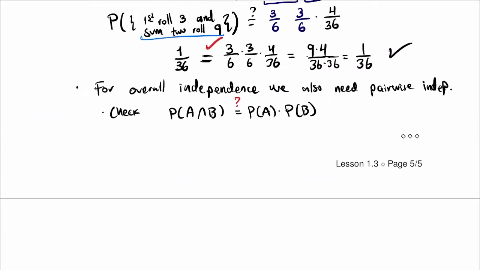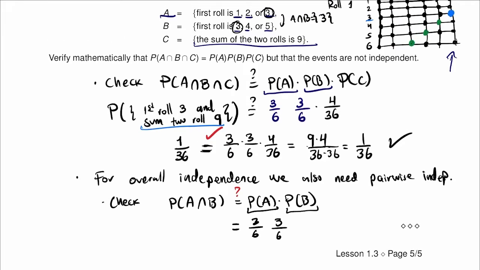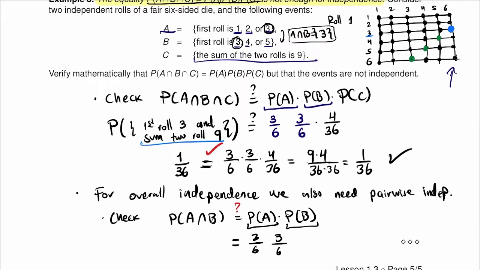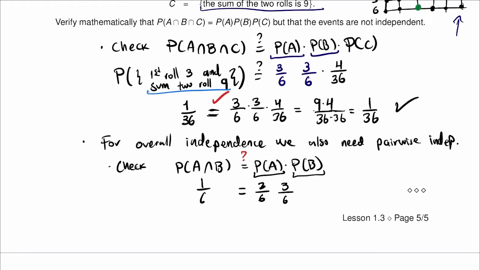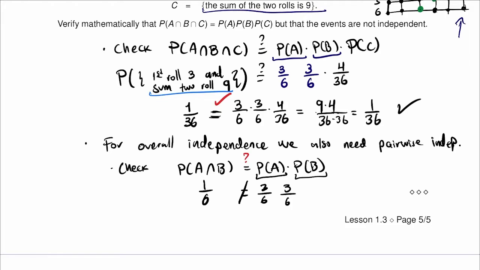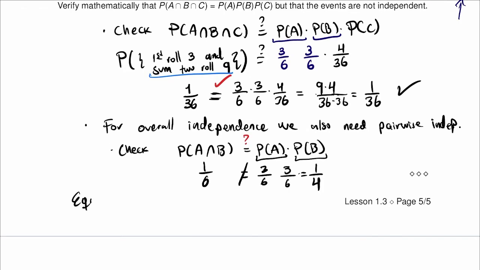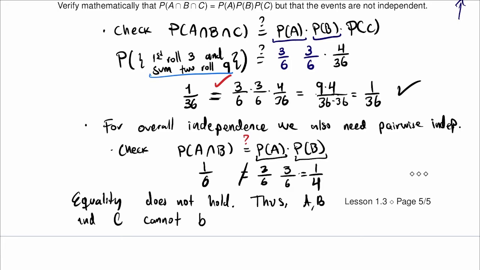So in this case, for example, the probability of A is 3 over 6, and the probability of B is also 3 over 6. But we also saw that the probability of A intersection B was just the element 3, so it is just 1 over 6. And this is different than this, which is actually 1 over 4. So that equality doesn't hold. So A, B, and C cannot be independent.